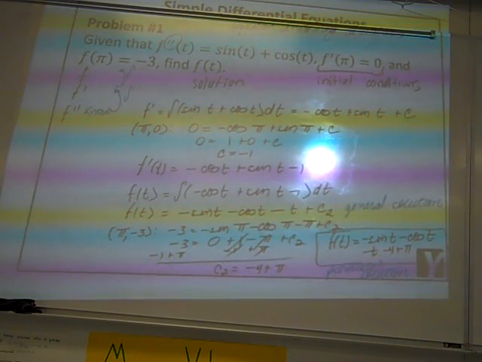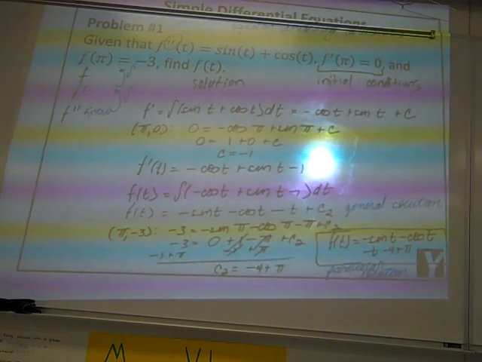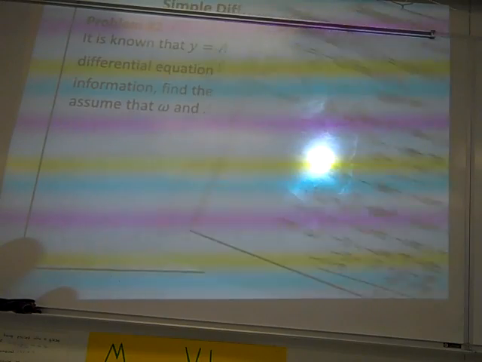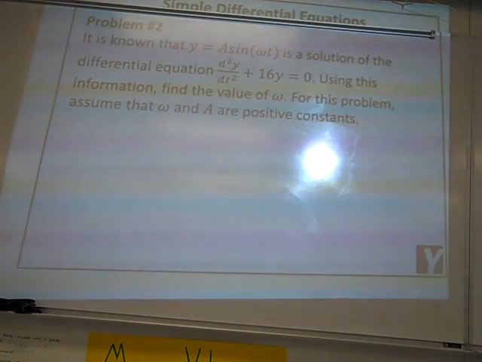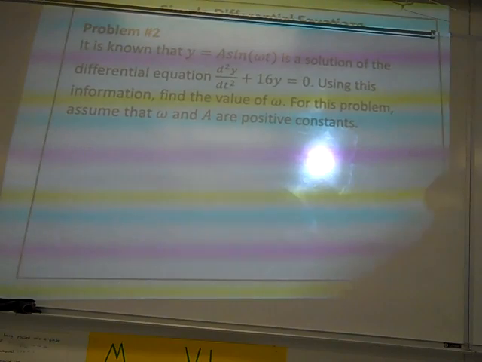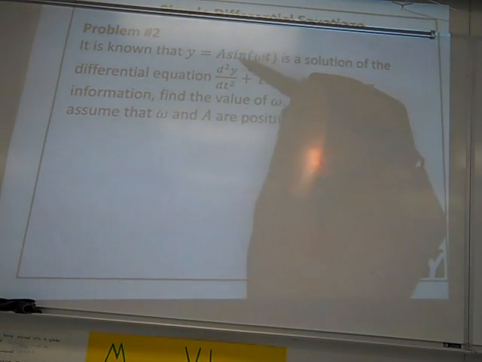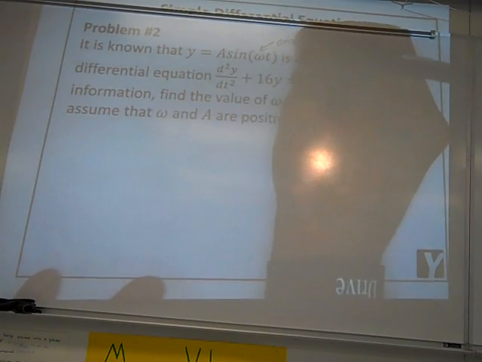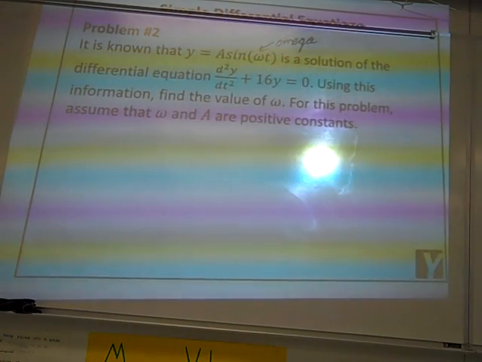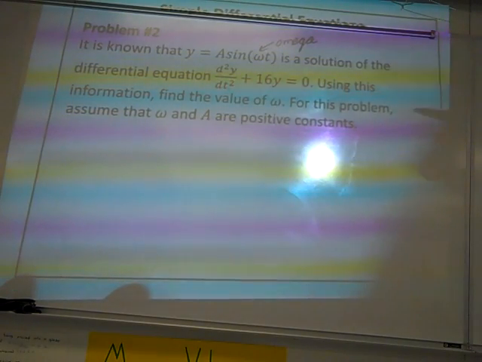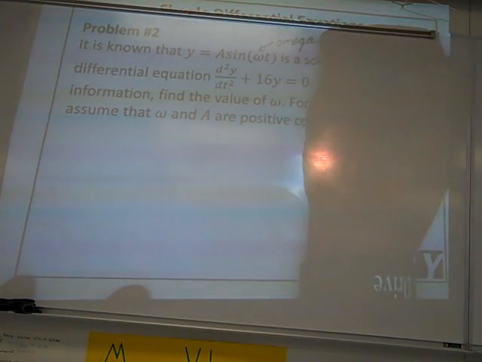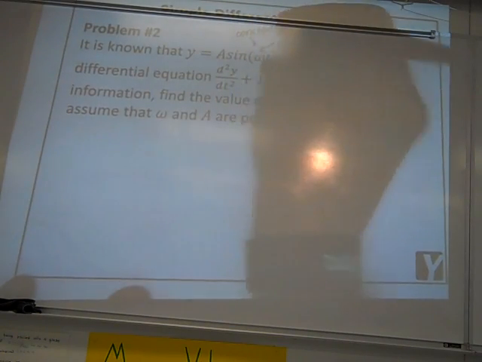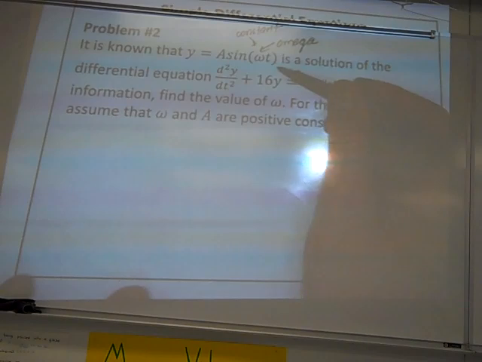Over the course of this unit, students have gotten really good at solving these simple differential equations. So let's try a harder one. Okay. It is known that y equals a times the sine of omega t. Technically this guy here is called omega, O-M-E-G-A, last letter of the Greek alphabet. We're going to be using that as a constant in this case. If you don't like referring to it as omega, call it w, that's fine.